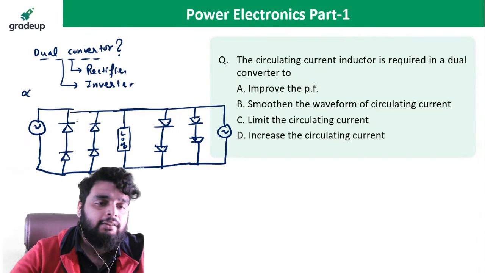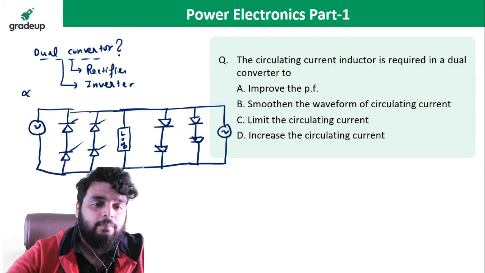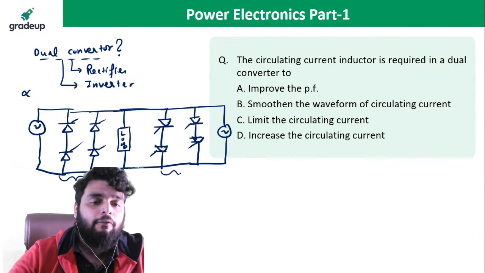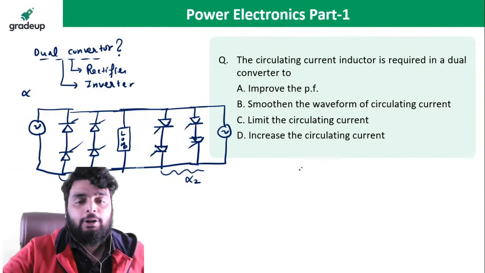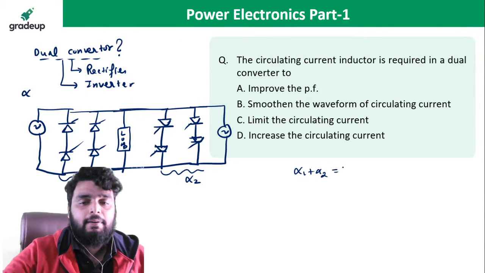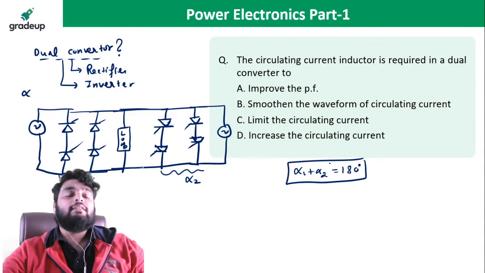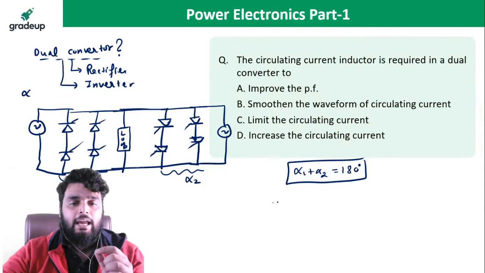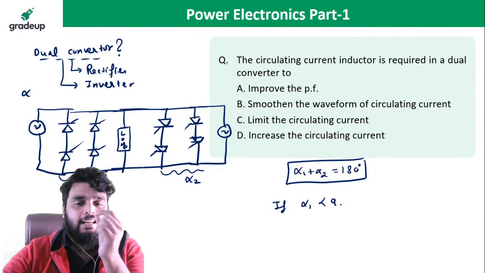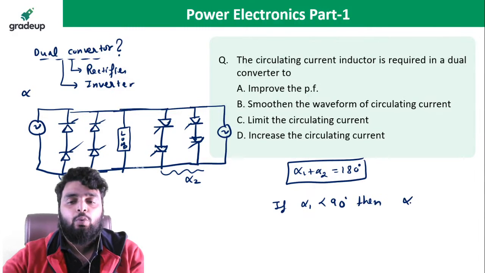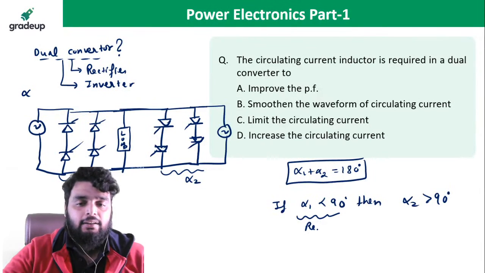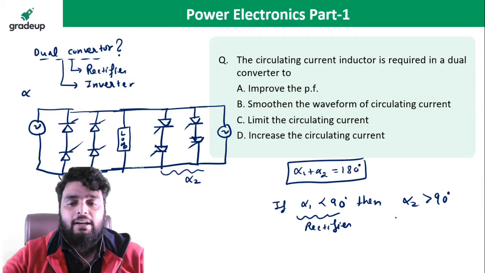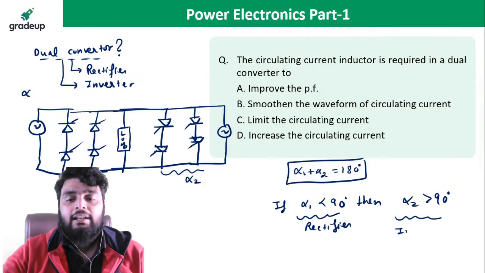So these are all thyristors. For these thyristors, let us suppose alpha is alpha 1. For these thyristors, let us suppose alpha is alpha 2. Now for a dual converter, it is very important that alpha 1 plus alpha 2 must be equal to 180. इसका मतलब क्या हुआ? That if alpha 1 is less than 90, then alpha 2 is greater than 90. And whenever alpha is less than 90, it will act like a rectifier. And whenever alpha is greater than 90, the network will act like an inverter.